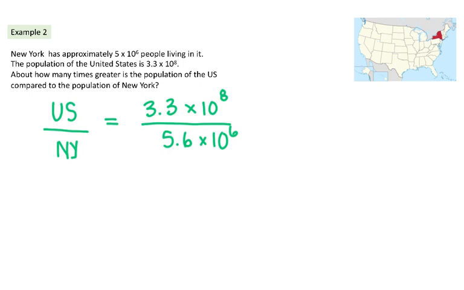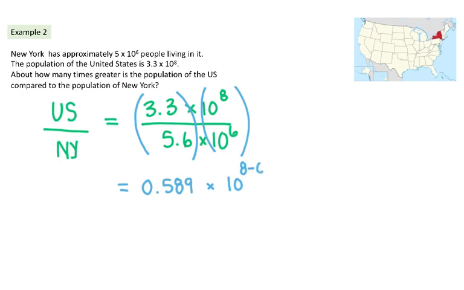And again, you want to combine same with same. The number part with the number part, the power part with the power part. So in this case, I'll just round it to 3 decimal places, 0.589 when I divide. And then 10 to the 8 divided by 10 to the 6. Remember, power divided by a power with the same base, you just subtract the powers. So we get an answer 0.589 times 10 to the power 2.